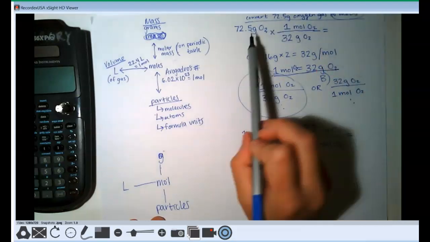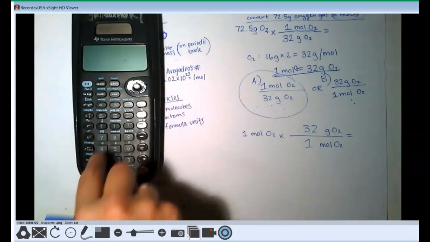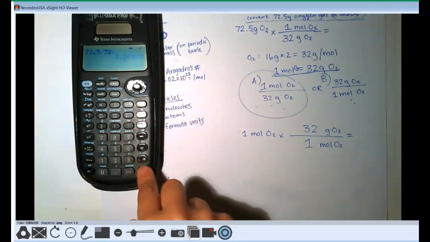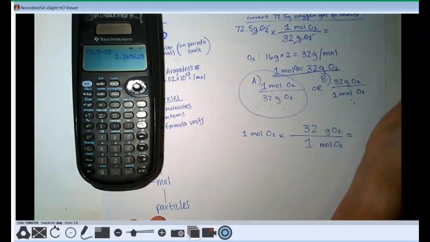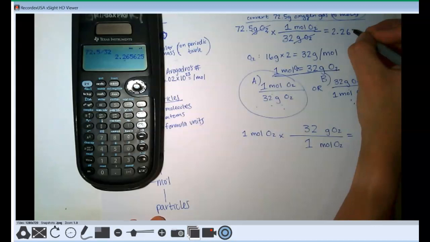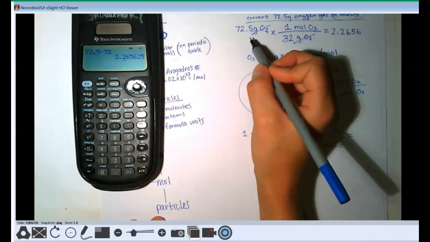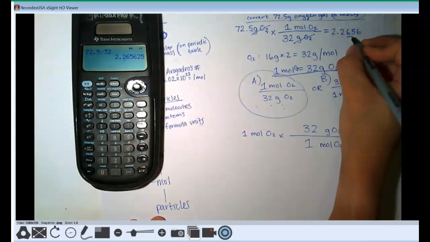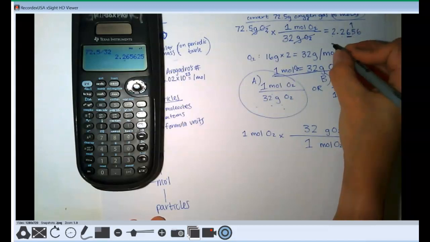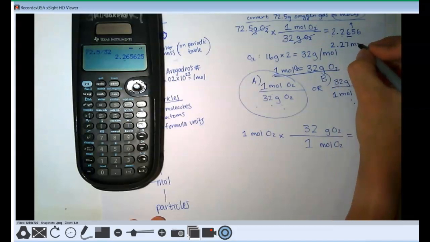So if we divide this out, 72.5 divided by 32, let me get my calculator, I can't do that in my head. So 72.5 divided by 32, our units cancel out, so we have 2.2656, but I'm going to round this to 3 significant figures because of the 72.5. So 1, 2, 3 significant figures. This 5 will make the 6 round up to a 7. So my final answer will be 2.27 moles of O2.